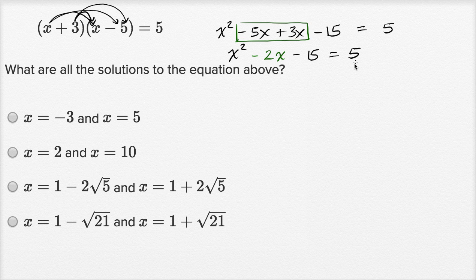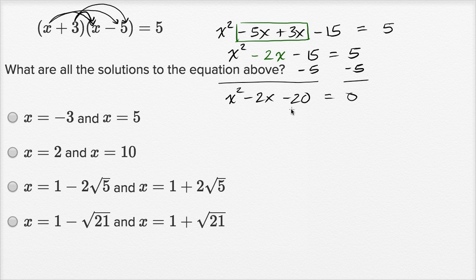Let's see, we can now subtract 5 from both sides. You subtract 5 there, you subtract 5 there, and we're starting to get to the home stretch. We would get x squared minus 2x minus 20 is equal to 0. So now we're in business. Now we have this quadratic in a form where we just need to figure out what x values are going to make this expression equal to 0.